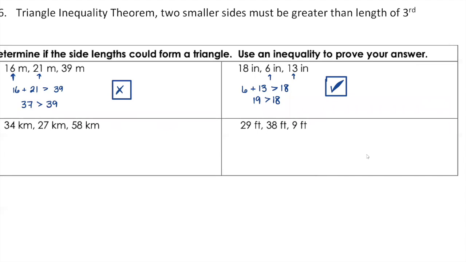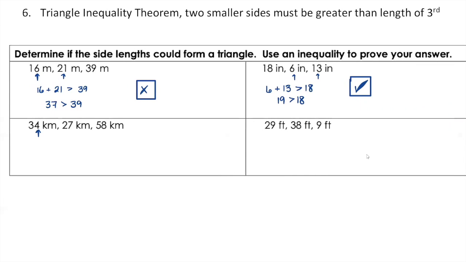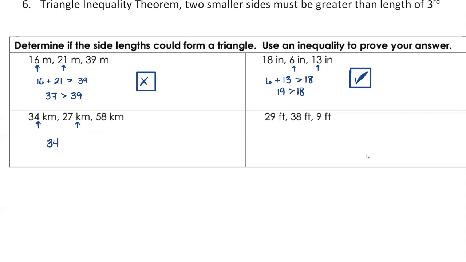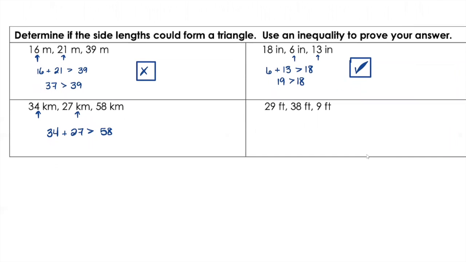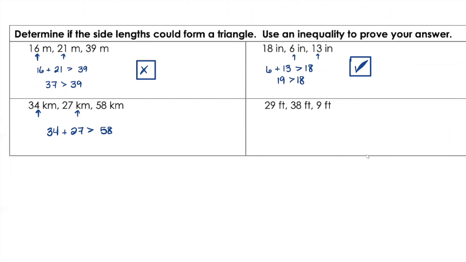34, 27, 58. So 34 and 27. Are they greater than 58? What is it? 61? 61 is greater than 58. So what does that tell us about our triangle? It makes one. And then our last one's a little tricky.